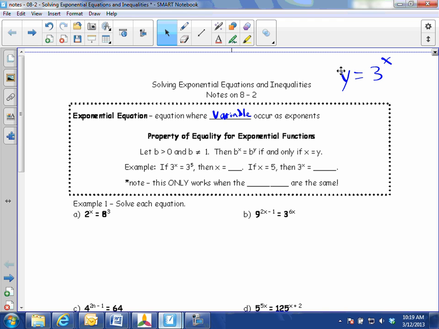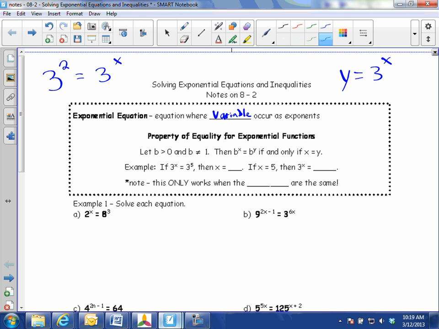If we let the base be whatever, in this case a 3, as long as it is greater than 0 and not 1, we can say if we have two things that are equal, where the bases are the same, the exponents have to be the same. In other words, if I had 3 squared equals 3 to the x, what does x have to be? 2. x has to be 2. So if the bases are the same, the exponents have to be the same.